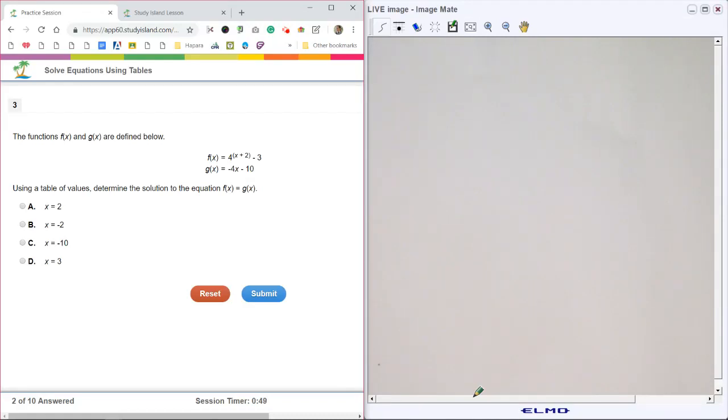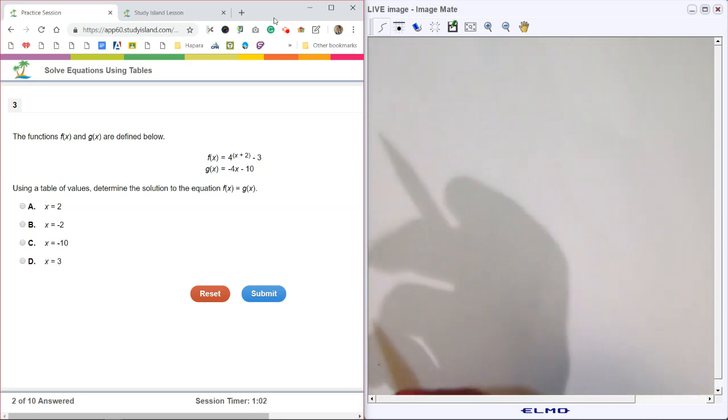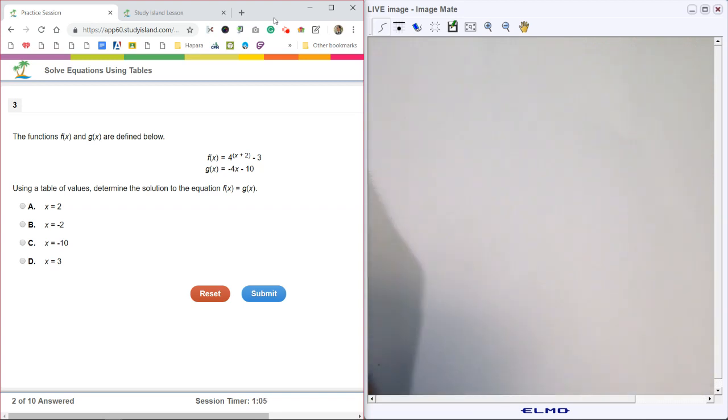This is a Study Island video on the topic solving equations using tables. So this is another method that's not quite an algebraic method, not usually the most efficient, but it's a way of thinking that you should kind of understand. So you're going to do these problems. It's very simple. You have two functions.